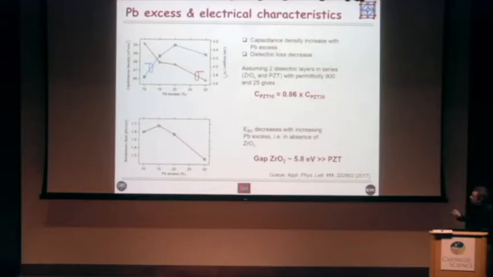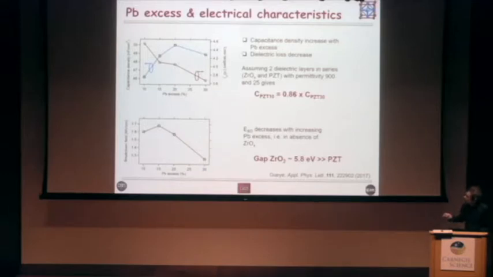1.3. If we use a very simple two-layer capacitor model, the only assumption here is the dielectric constant of these nanostructures of ZrO2, so we assume 25. And what we would expect then is that the device made with PZT10 would have a capacitance of 0.86 of the device made with PZT30, which essentially is what we see. So it's far better than an order of magnitude agreement.